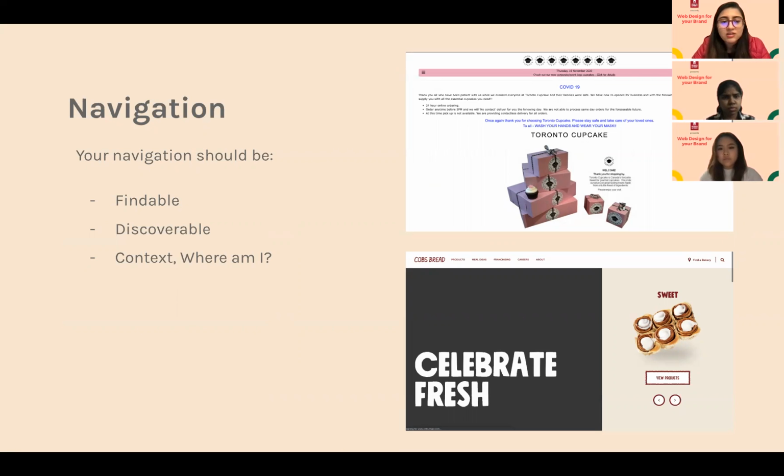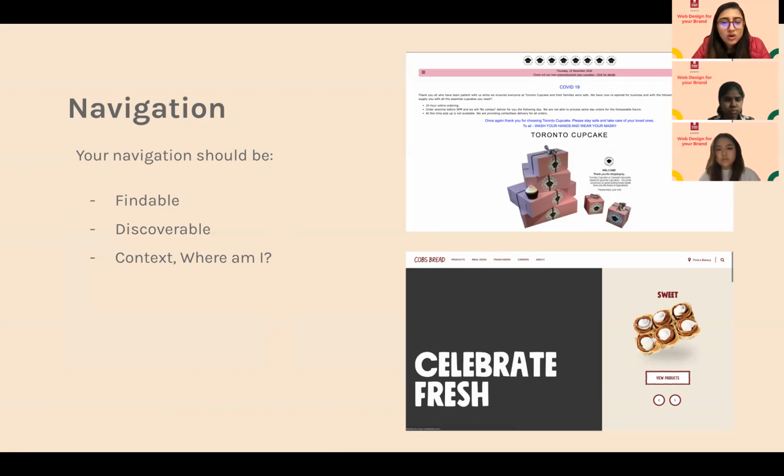The second thing is discoverability. So maybe your users are not particularly looking for a specific thing, but they discover something and they realize that, okay, maybe this is something worth looking at. So in that way, your content should be more discoverable, and that can also happen through more recommendations or options, but still maintaining that focus.